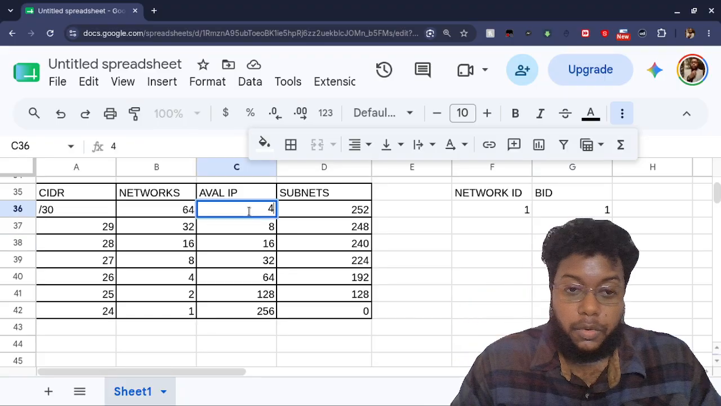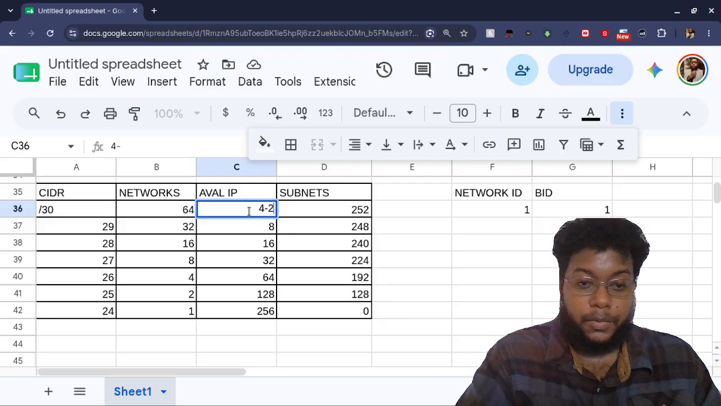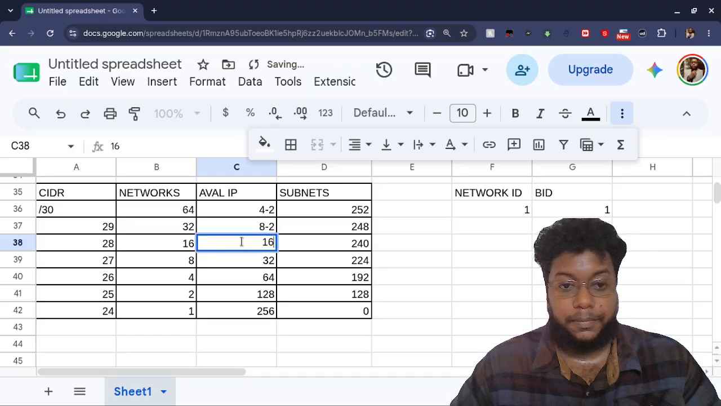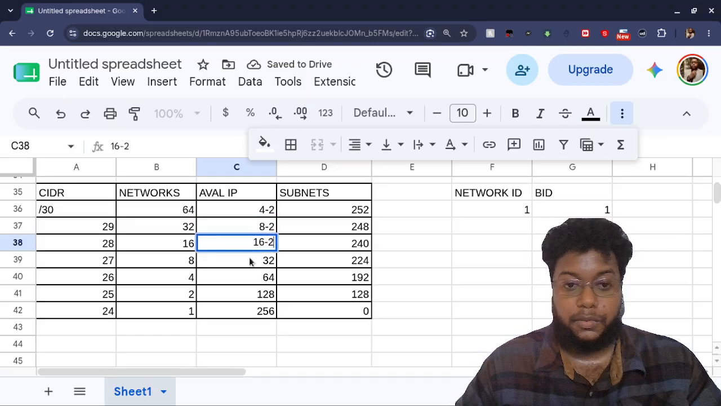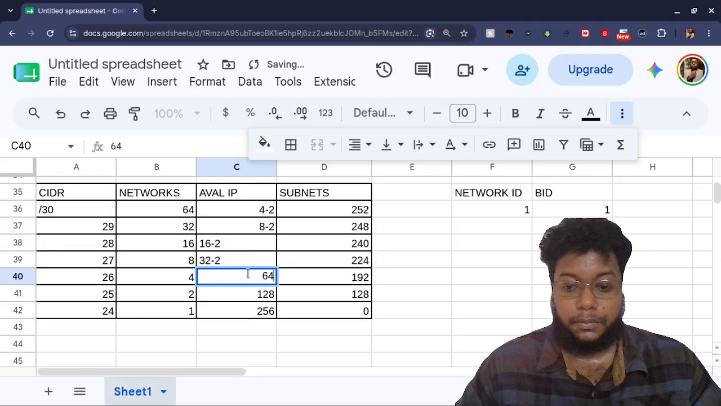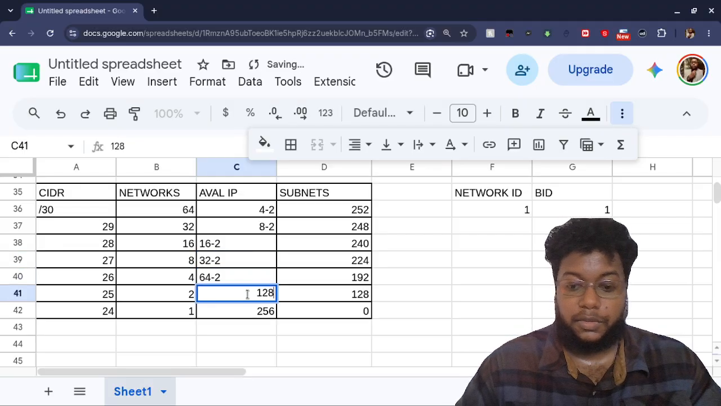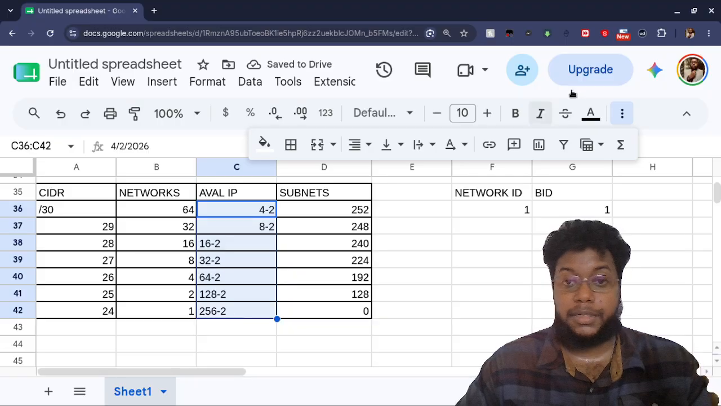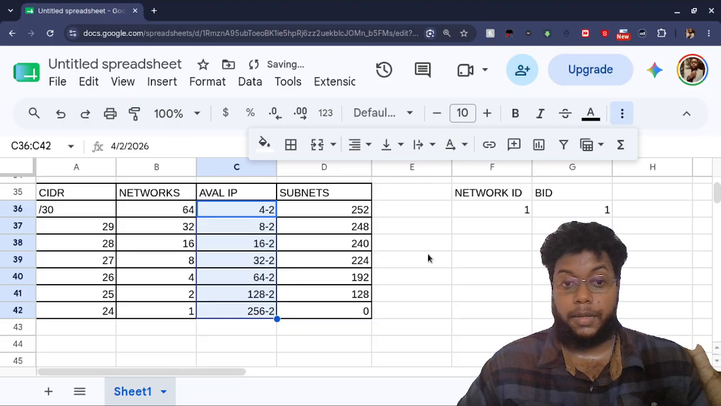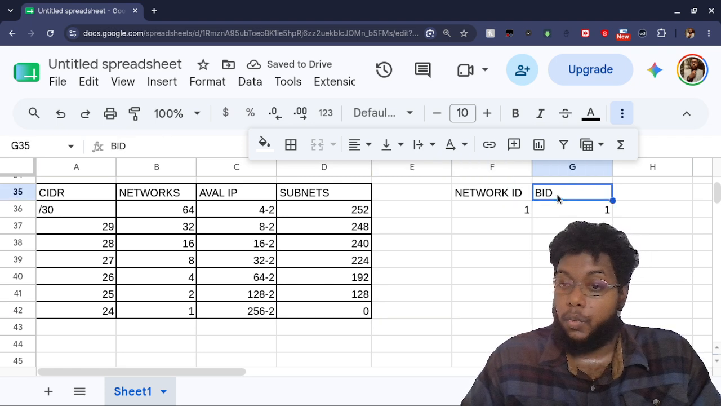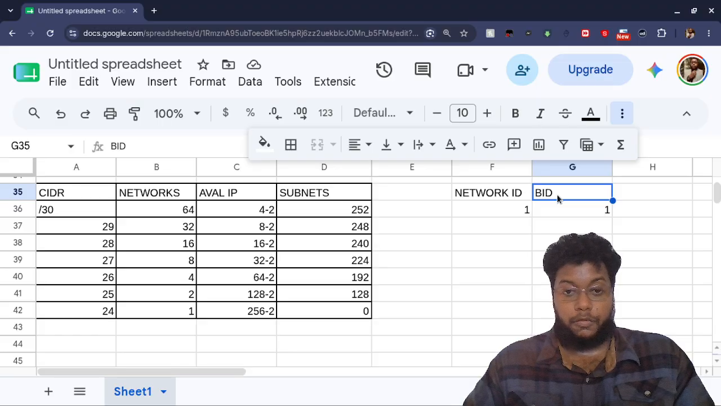So on the available IP address side, we can write it like this: 4 minus 2, 8 minus 2, 16 minus 2, 32 minus 2, 64 minus 2, 128 minus 2, 256 minus 2. You see what I'm saying? They're all missing 2. Why? Because one is for the network ID and one is for the broadcast address.